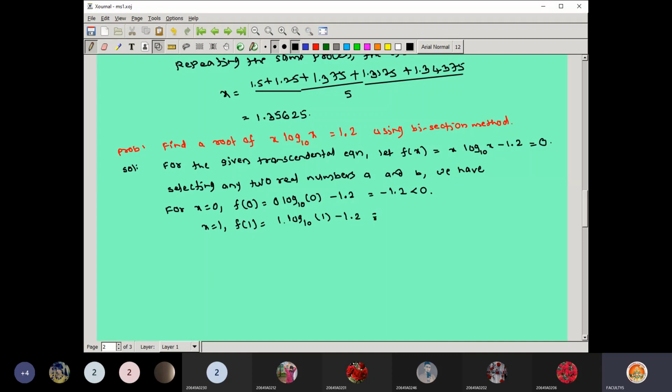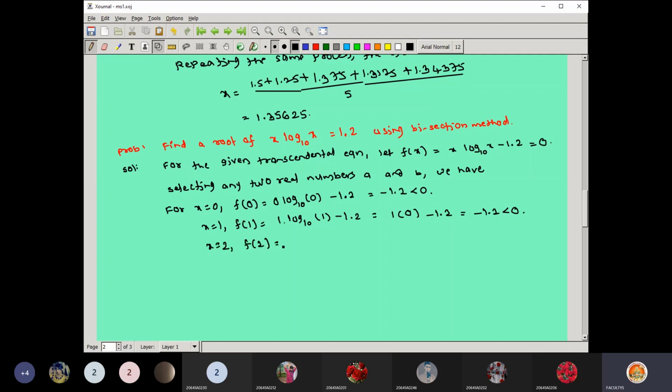Here base is 10. When you look onto the calculator, we have two different logarithm buttons. LOG button is there, LN button. LOG stands for base 10 and LN button is nothing but base E. So here you are using LOG button. So logarithm of 1 is nothing but 0. So 1 into 0 minus 1.2. So final answer is minus 1.2. Still you are getting negative value. We should get opposite signs. So both are negative. Better you go for the next value x equal to 2.